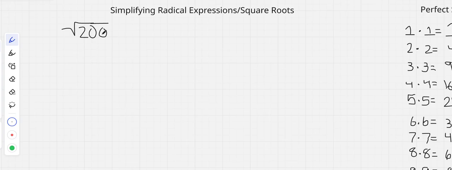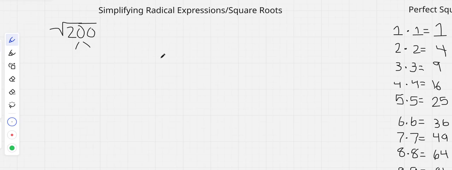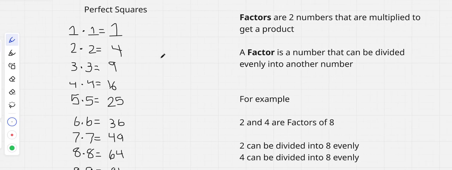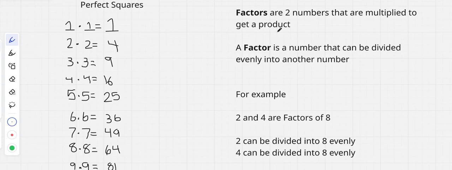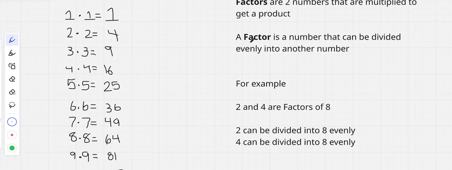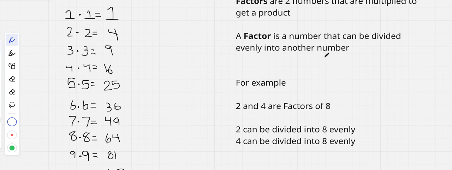So here we have the square root of 100. We're going to factor out the perfect square. The goal is to factor out perfect squares. And as a reminder, factors are two numbers that are multiplied to get a product. Another way we can phrase that is a factor is a number that can be divided evenly into another number.